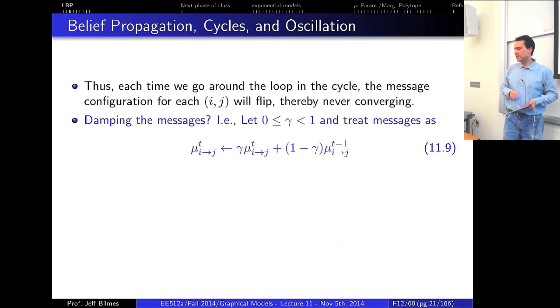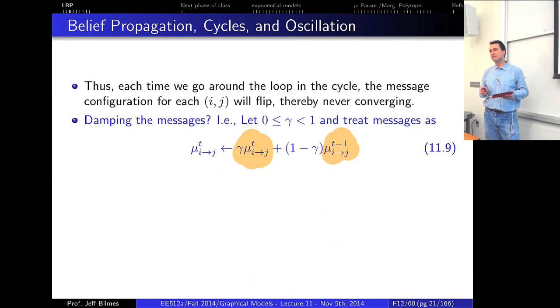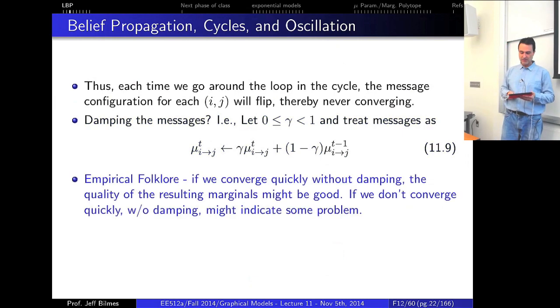So one thing that one might want to do is damp the message. Let's say that gamma is some value between 0 and 1. Basically when you have a new message, you take the old message and you mix the new message with the old message together in this convex combination. That's like a damping. It smooths things over. That's actually something that can help, but that's fairly heuristic.